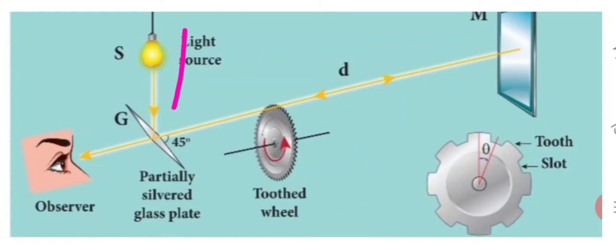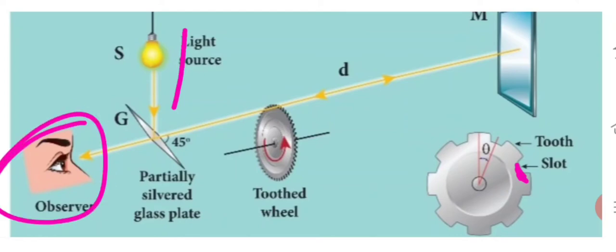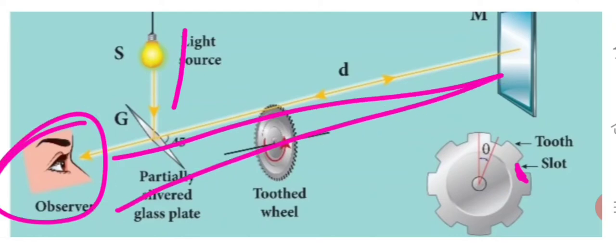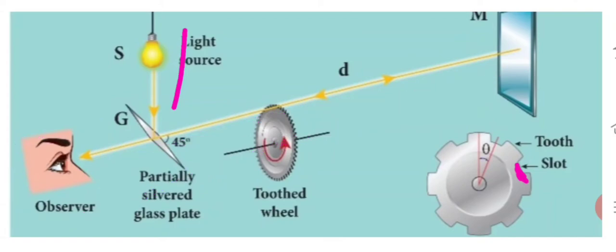Clear? So only as long as the light is in this slot will it go and reflect back, so that you can see. Okay, if it is not going and reflecting back, you cannot see. So by that, if the light disappears, you can understand that it is coming out from the slot.